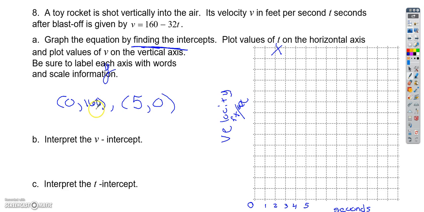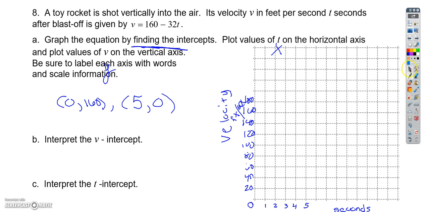Alright, so I've got to go all the way up to 160. So if I went 10, 20, 30, 40, 50, 60, 70, 80, 90, 100, 110, 120, 130, 140, I still don't have enough. So what if I go by 20s? 20, 40, 60, 80, 100, 120, 140, 160, 180. Well, that gets me where I need to go here.